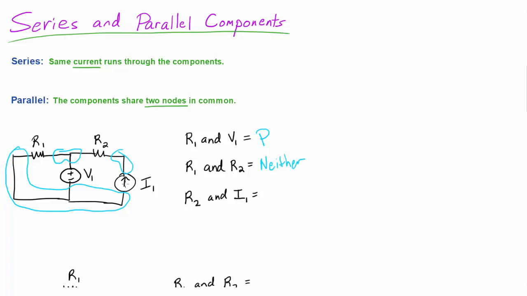R2 and I1, if you had some current flowing in this circuit, going up through here, up through the current source, and then through R2. So because R2 and I1 have the same current flowing through them, they're going to be in series.